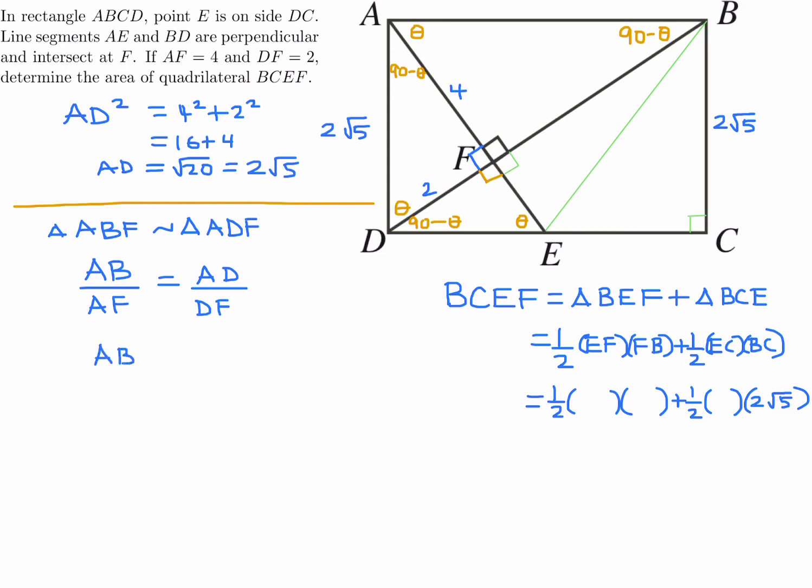Well, AB therefore will be equal to AF if you cross multiply, and AF is just 4. AD is 2 root 5, and DF is 2. So this becomes 4 root 5.